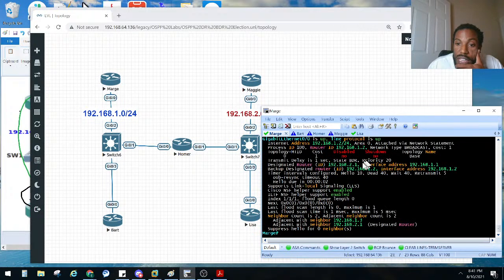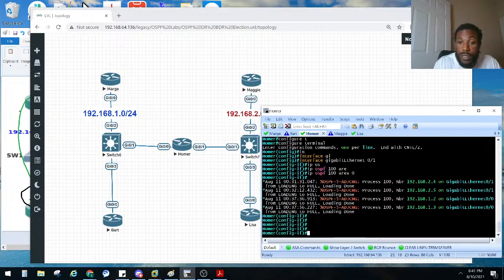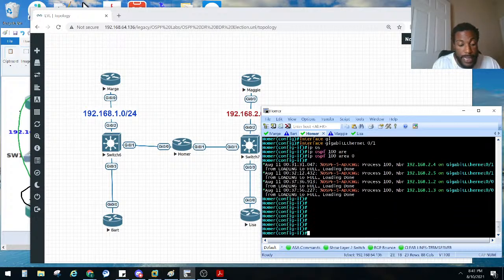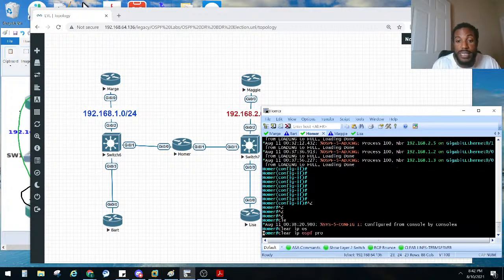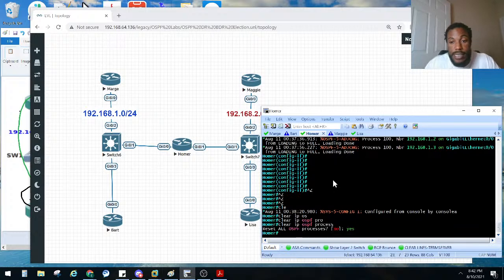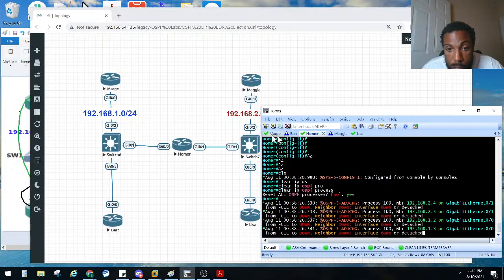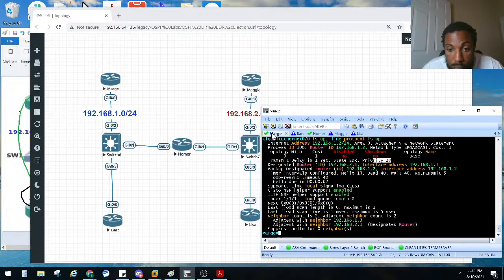We are still the backup designated router, even though our priority is 20, and even though we cleared that process. So we probably got to do the same thing with Homer, so that he can recognize Marge as the designated router because she has a higher priority, right? So let's go to Homer and clear that process as well. Please don't crash on me, man. Clear ip ospf process. Yes. And then take a look at Marge again.